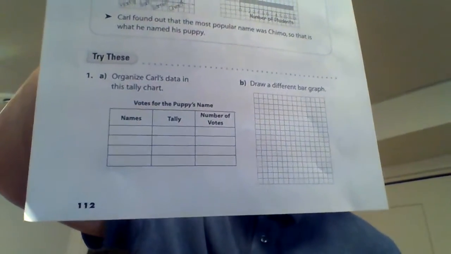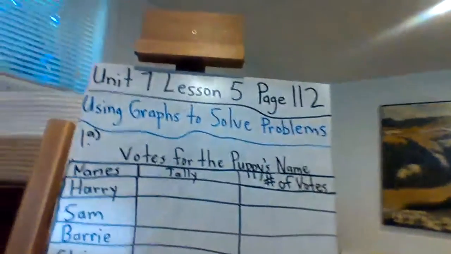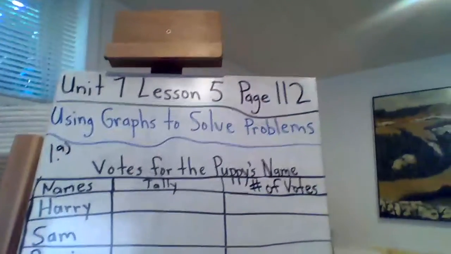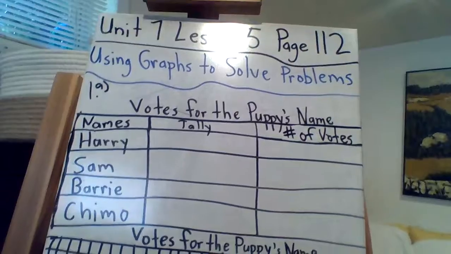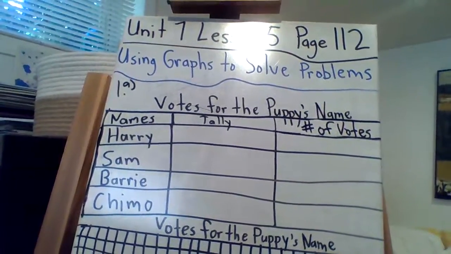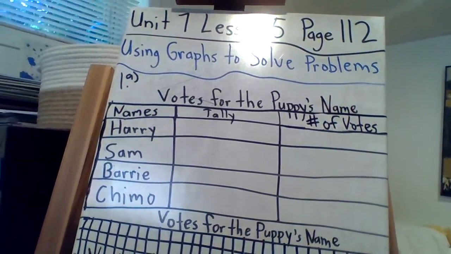Today, we are on page 112, and we're using graphs to solve problems. Unit 7, lesson 5. Here we go. So there we are, Unit 7, lesson 5, page 112, using graphs to solve problems. And we have a graph here.